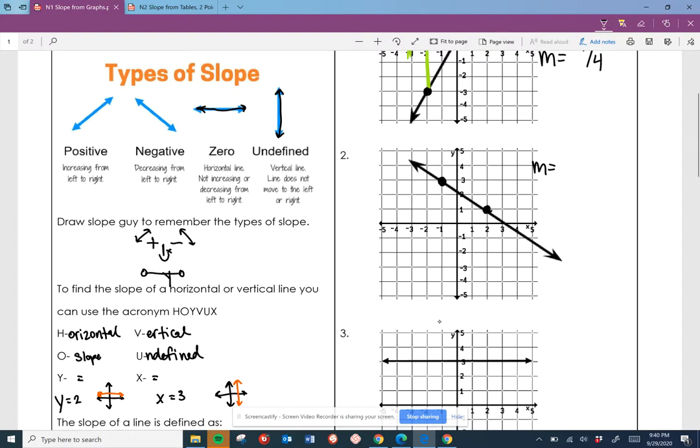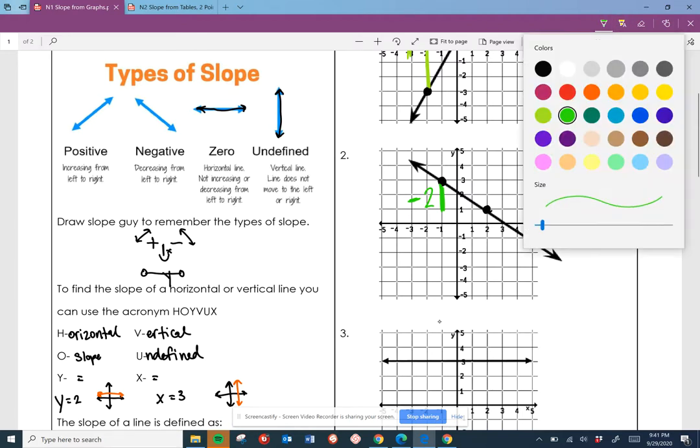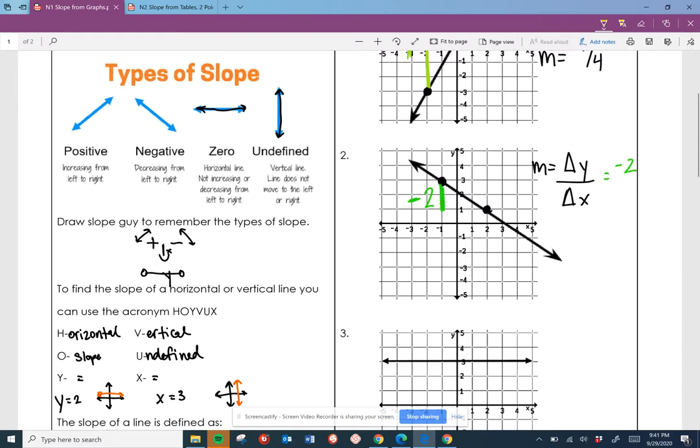So for my change in y, I have to go down 2. Okay, if I have to go down, that is going to be a -2. Right, so my change in y is -2, and then I'm going to go to the left. I have to go to the left 3, so that would be over 3. Okay, so my slope will be -2/3. Right, -2/3.